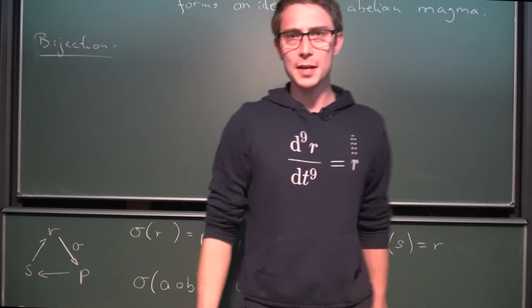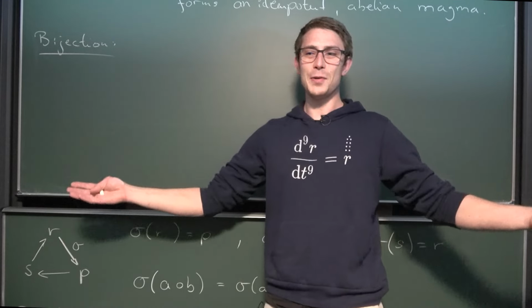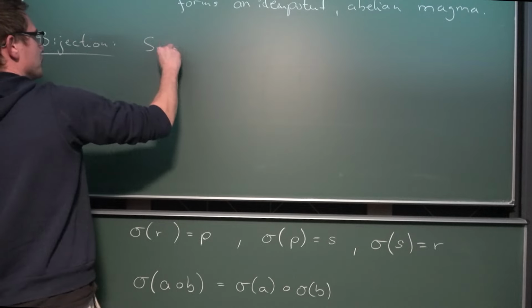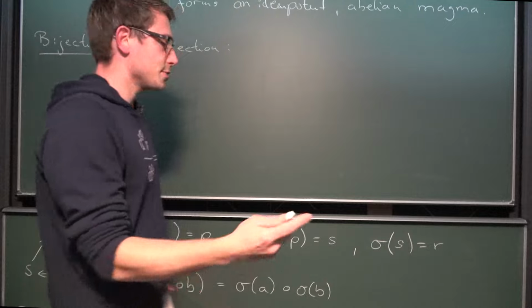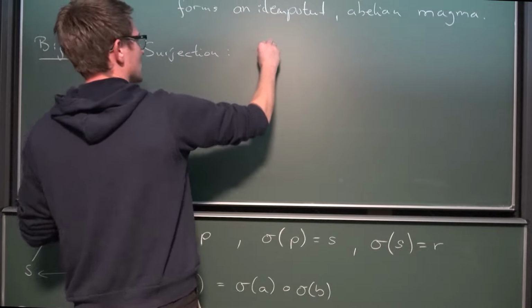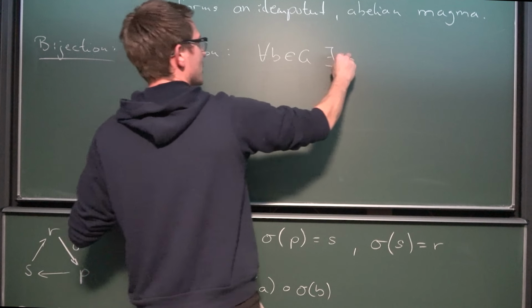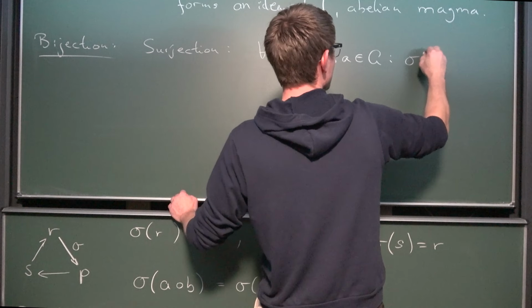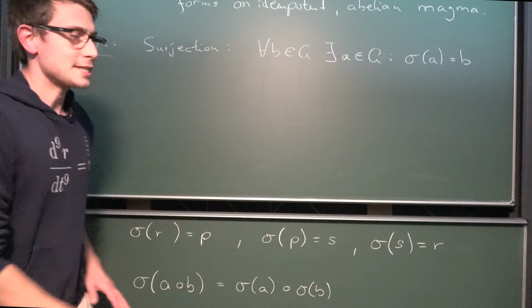For this, you can take two paths. You can go the very, very fundamental route and show that it's a surjection at first. What is a surjection? A surjection just means that for all B out of G, there does exist an A out of G such that sigma of A is equal to B. That's all that it really means.